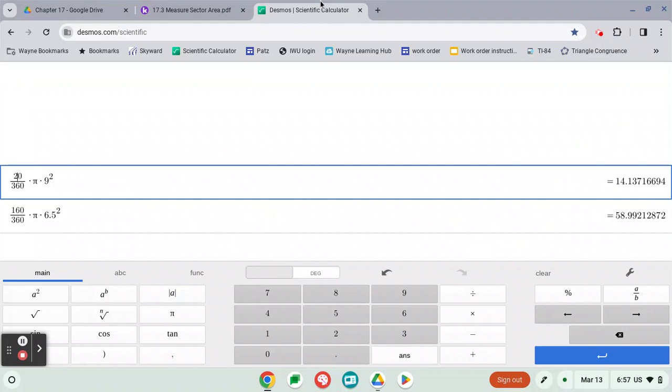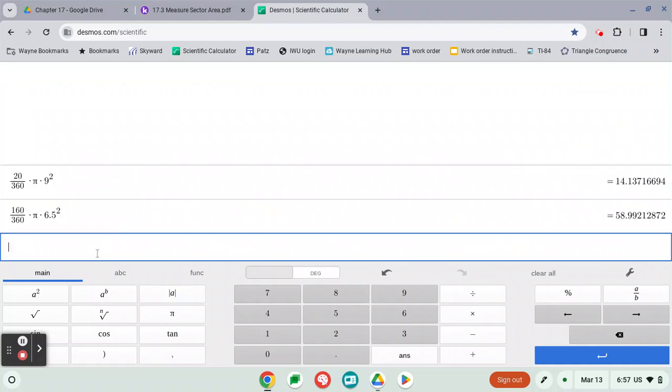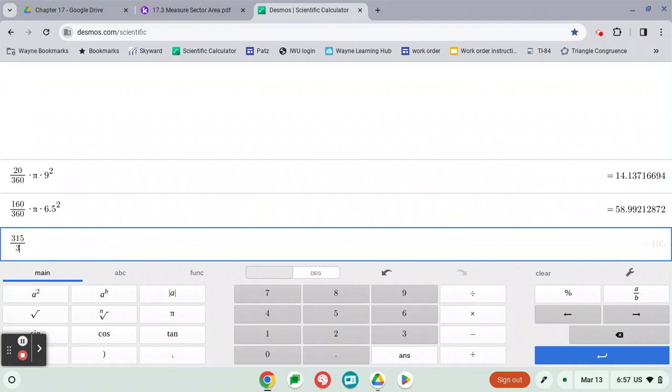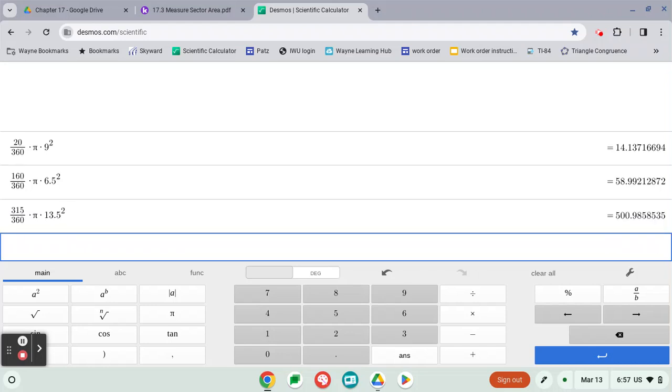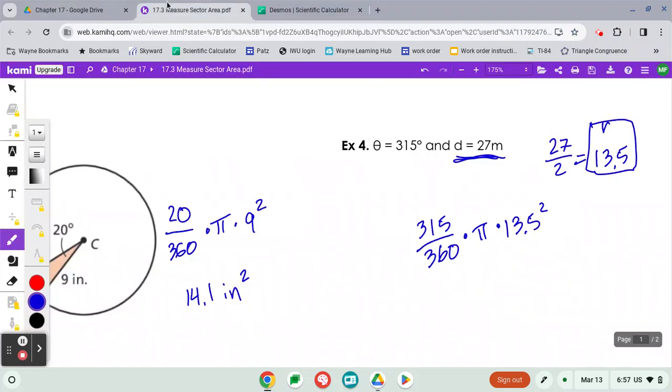Let's go down here. 315 divided by 360 times pi times 13.5 raised to the second. And we get 500.98. So if we round to the nearest tenth, it will become 501.0. Still meters squared.